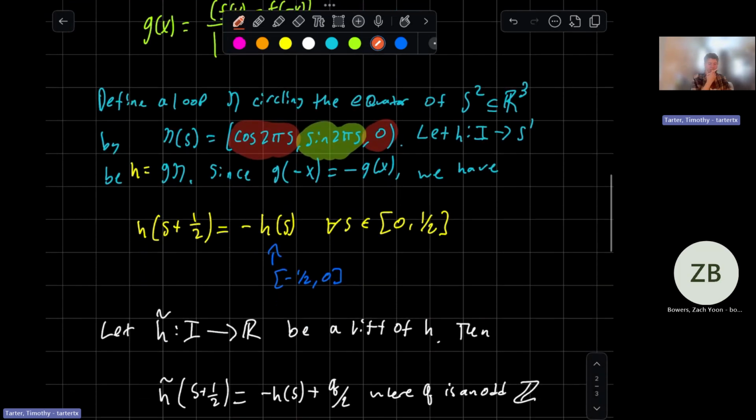And what we're trying to show is that if we have a lift, then this thing Q is some scalar of a generator of pi 1 of the circle. And since it's odd, we don't do a full loop eventually. And so that H doesn't contract to the base point.